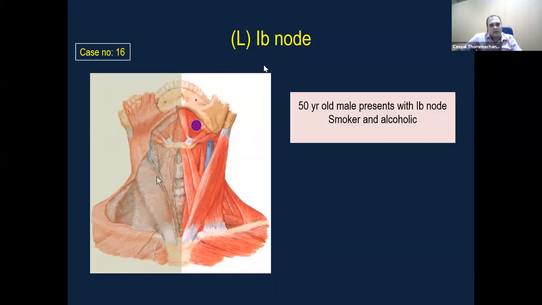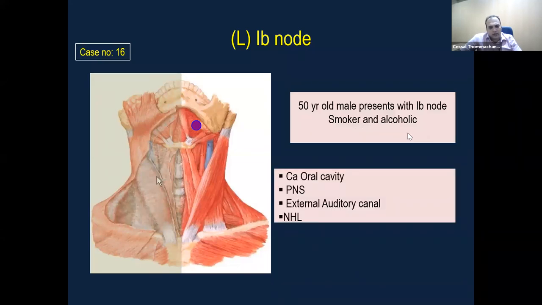We know that in 1B lymph node, suppose a 50-year-old male presents with a 1B node and is a smoker and drinks alcohol. I have told you in the beginning, you need to consider the oral cavity, with proper examination of the hidden sites: the gingival sulcus, gingivolingual sulcus, under surface of the tongue. Then you have to look into the labial mucosa. So you need to properly examine the superior and inferior hidden sites to rule out any primary in the oral cavity. Paranasal sinuses and external auditory canal also drain into the 1B lymph node.